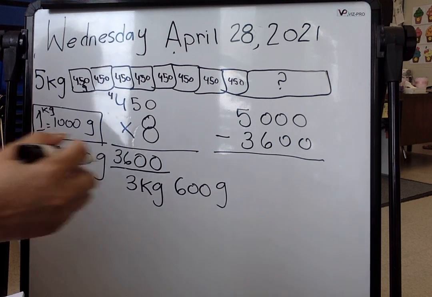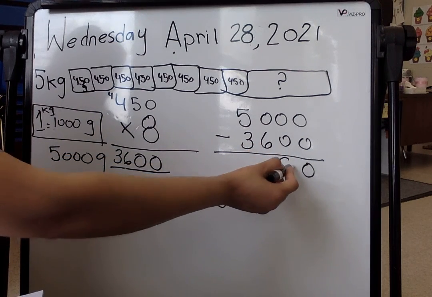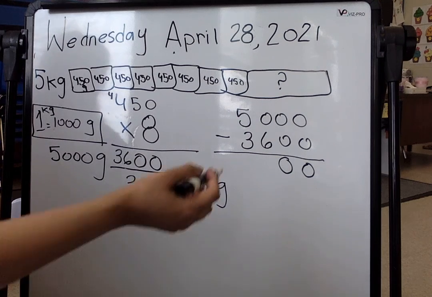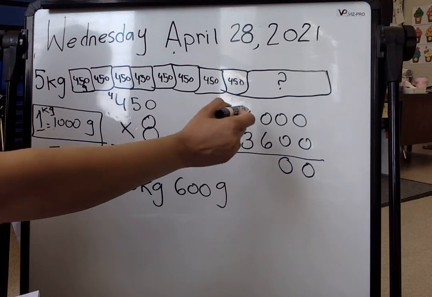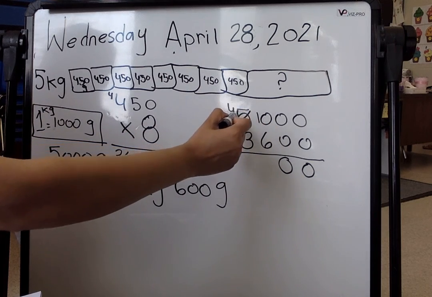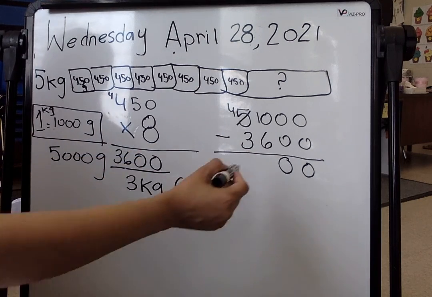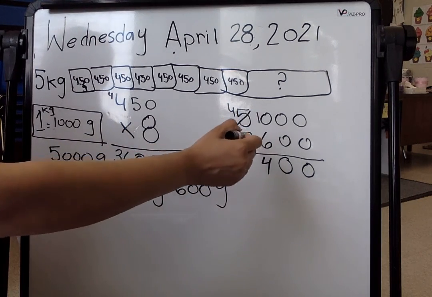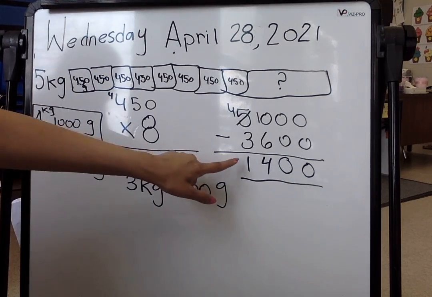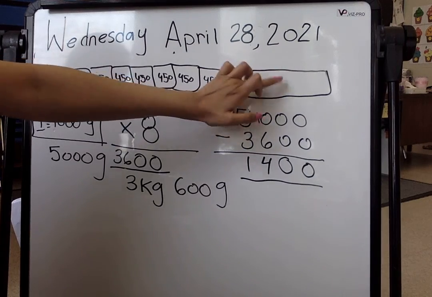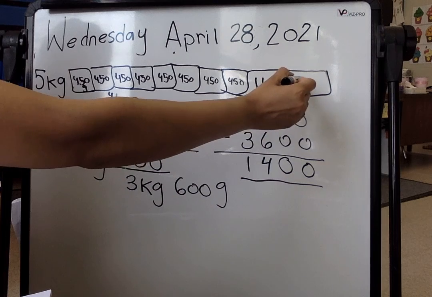Okay, so let's go ahead. 0 take away 0 leaves me with 0. 0 take away 0 leaves me with 0. If you have 0, you cannot give me 6, so I'm going to borrow from this 5. I'll have 4 left here, and I'll have 10 over there. So 10 take away 6 gives me 4, and 4 take away 3 gives me 1. So, what do the potatoes weigh? The potatoes weigh 1 kg and 400 gram.